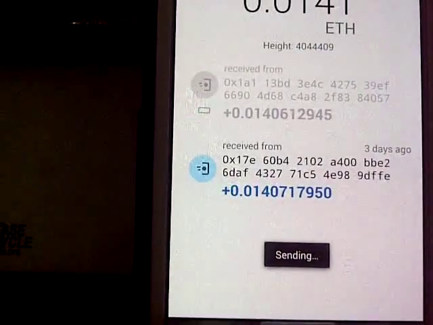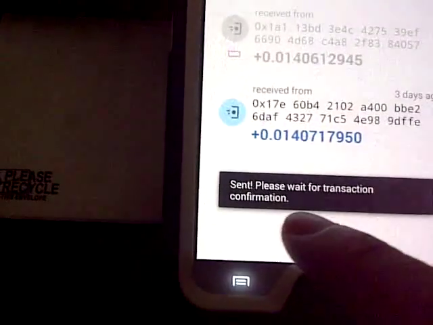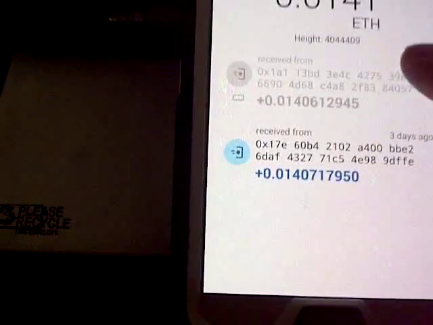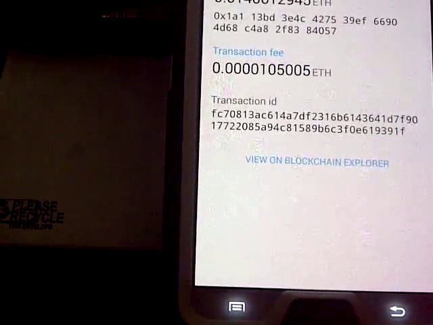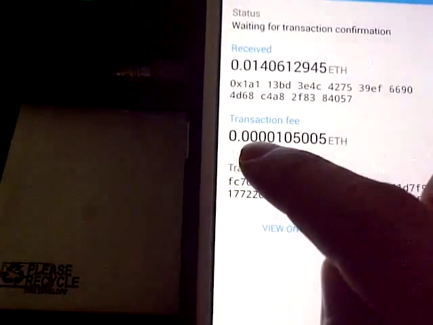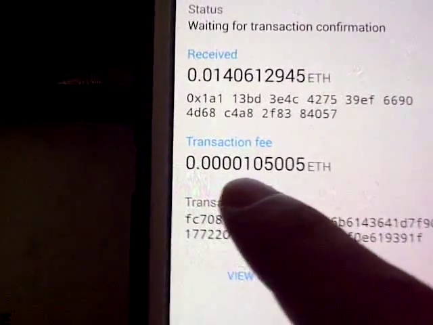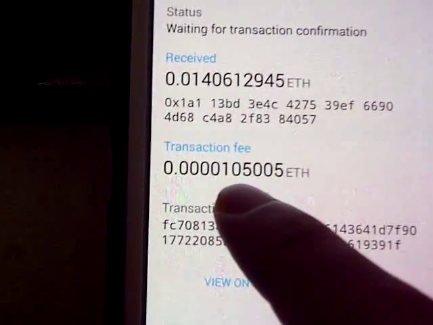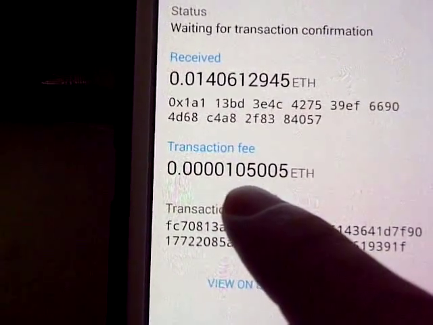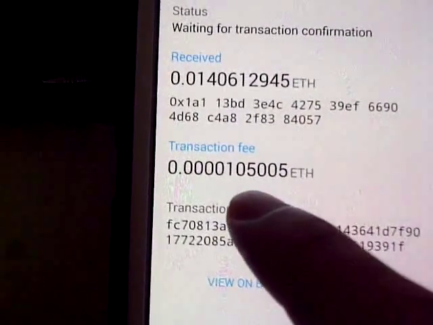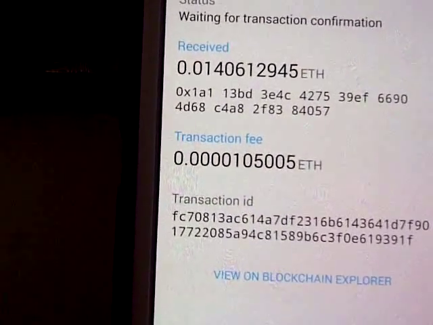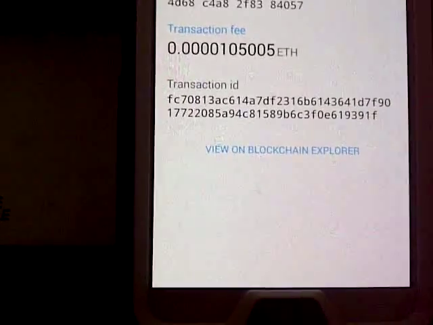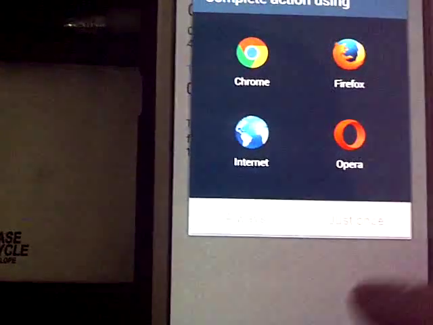Please wait while your transaction. Okay, so alright. So let's take a look at this. Alright. There's my transaction fee right here. If you look at that, that is a fraction of a penny. That's what it calculated for. It looks like it calculated 21,001 Wei, I guess, or whatever gas. Let's check it out in the Block Explorer.